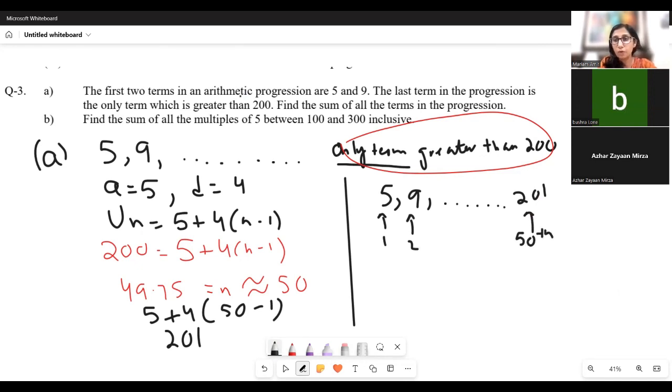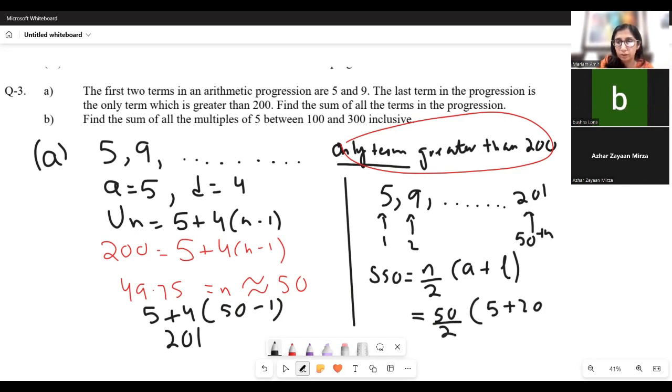Right. So we need the sum of all terms. We need S50. You have two options now because you also have the last term. Either you use the shorter formula, n over 2 times a plus l. Here n is 50 over 2 times 5 plus 201. So that gives us 50 upon 2 times 201 plus 5. That gives us 5150.